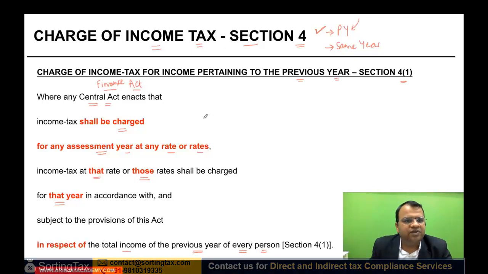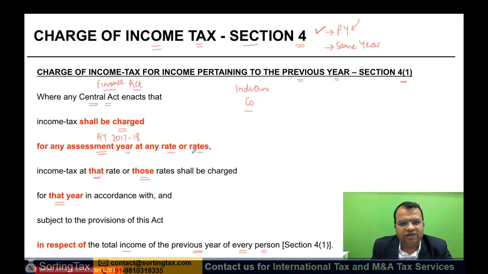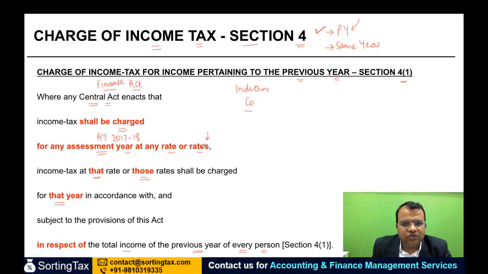Suppose the Finance Act prescribes, let's take a case of an Indian company, and this will be easier to understand, that the income tax shall be charged for any assessment year, let's say 2017-18, at any rate or rates. Why is this word rates used? Because in case of an Indian company, depending on their turnover, the rate was 25 or 30% during this year. These rates may be different for different sources of income. Business income may be taxed at 30%. Long-term capital gain may be charged at a lower rate.